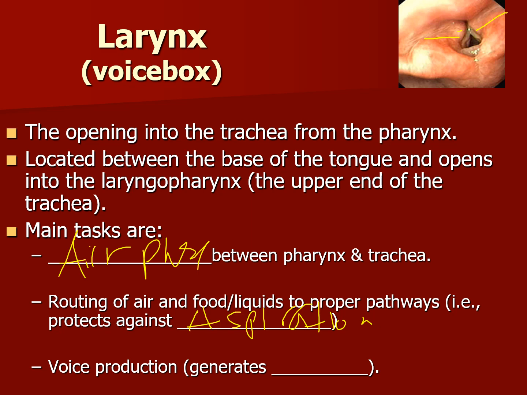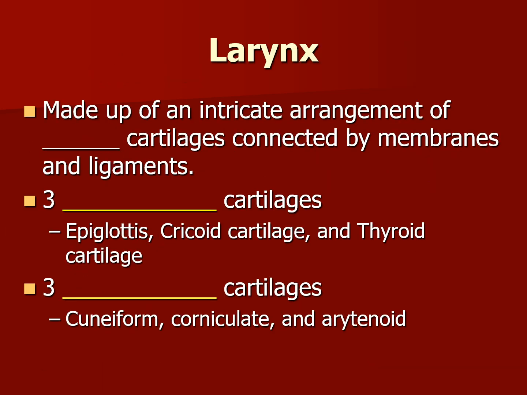The larynx also is voice production and generates sound. Right, so this is where your vocal cords are. That's what you're looking at here. Those little white lines up there on that picture, those are the vocal cords. That's what vibrates when someone's exhaling, so that way they can talk, right? Or sing.